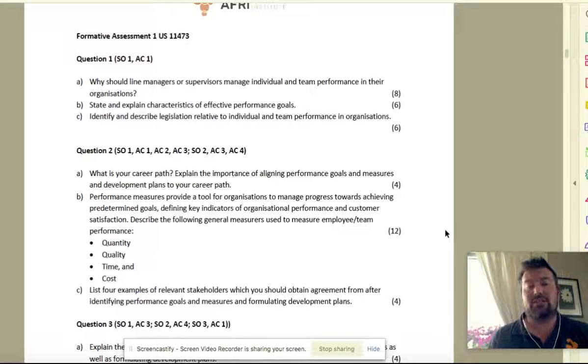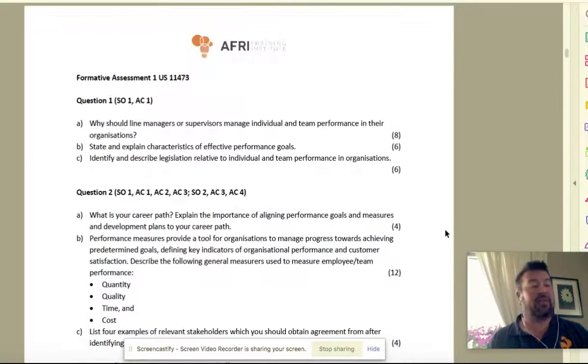So the formative assessments are brought through on the next page, which is page number 7. So question number 1, which is on page 7, let us go to where you will find the explanations. Okay, so question 1, A, B, and C. Number A, why should managers or supervisors manage individuals and team performance in their organization? Well, the theory is in your unit standard workbook, and that's on page number 4 and 5.